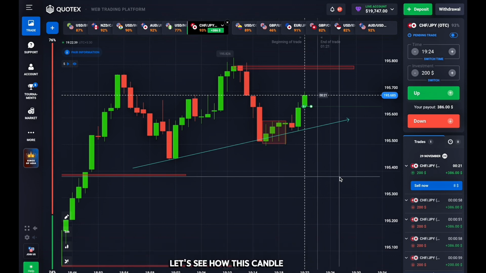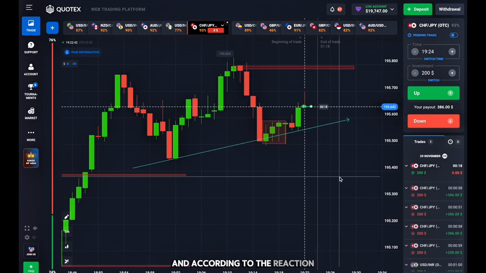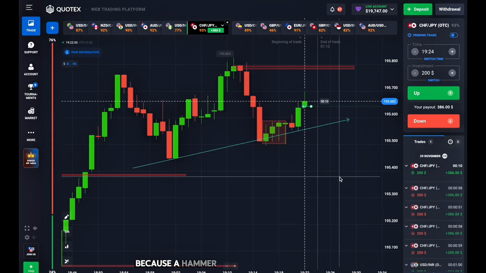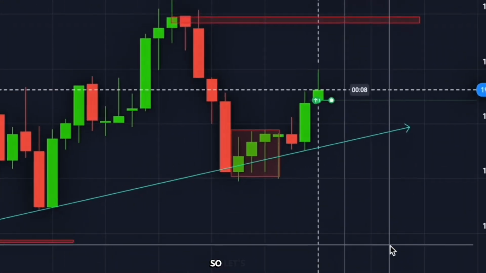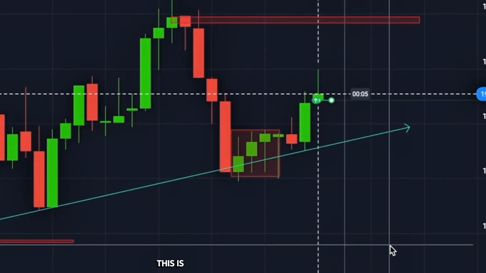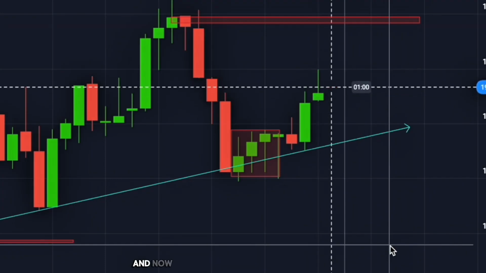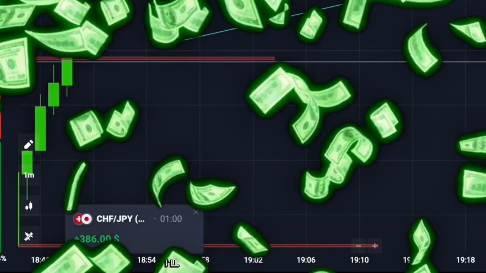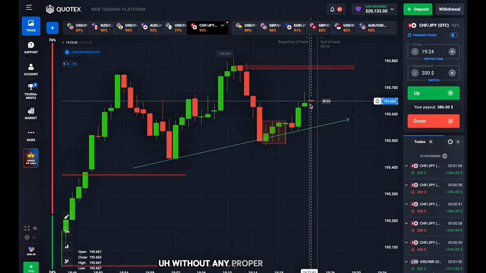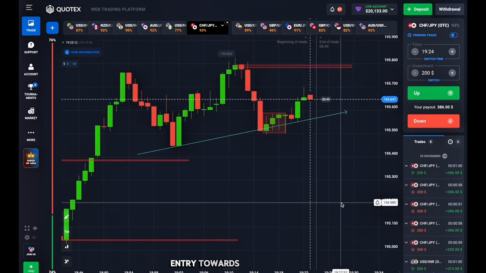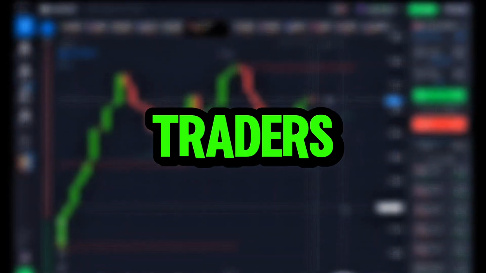Let's see how this candle reacts, and according to the reaction we will be taking our next trade as well. But if this candle closes as a green hammer, we will not be taking any trades, because a hammer can reverse the market. Okay, so let's see. This trade is going in our favor, and this is another beautiful winning trade. And now, as I anticipated, this is a hammer candle. I'll not be taking any more trades without proper confirmation. I need one more green candle to take my call entry towards our next target, which is our red horizontal box.